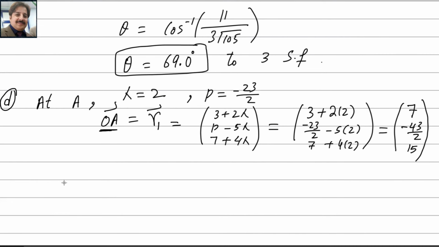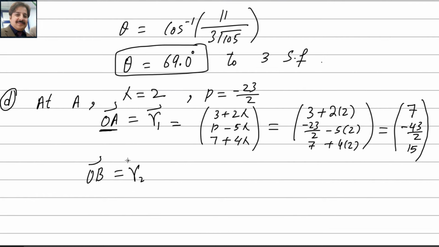We know that the position vector for B is OB, and that is equal to, we don't have the parameter, mu is unknown here. We write the position vector for the other line, that will be equal to r2.